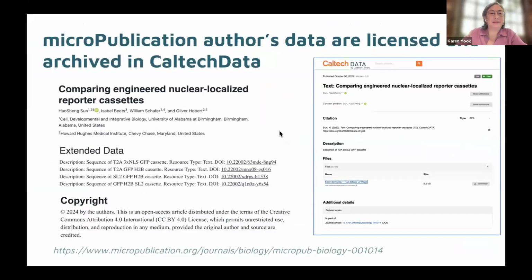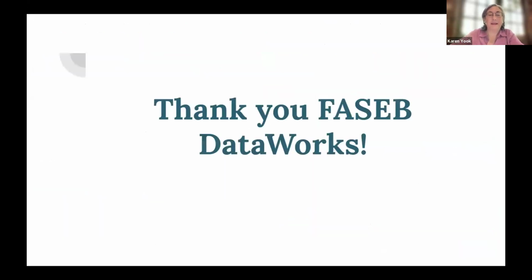Okay, so this is the last slide. Micropublication authors' data are licensed and archived in Caltech Data. So this is the last criterion for reproducibility. We give CC BY 4.0 licensing to the articles, which means that it's really usable, but you have to cite it. So again, preserving provenance, and everything is archived in Caltech Data. So this leads back to the beauty of our library collaboration at Caltech. And with that, thank you very much. Thank you for having me, and thank you for seeing my work, our work.